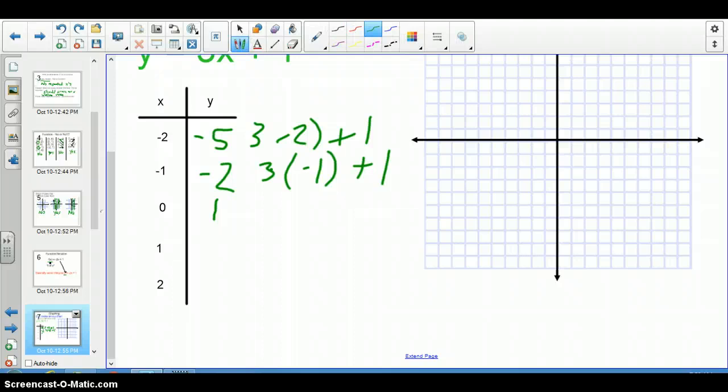Plug 1 in. Okay, 1 times 3 is 3. 3 plus 1 is 4. Plug 2 in. 2 times 3 is 6. 6 plus 1 is 7. Look at your change here. You are adding 3 every single time.